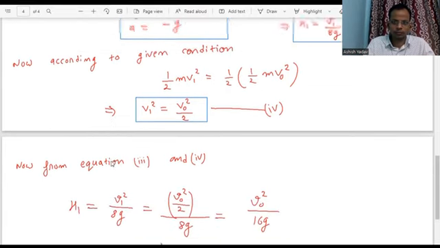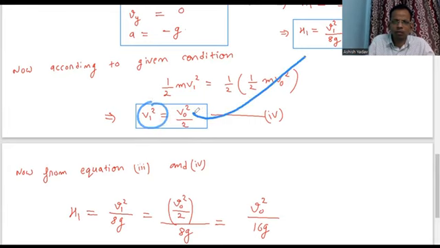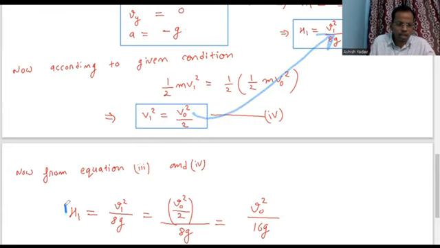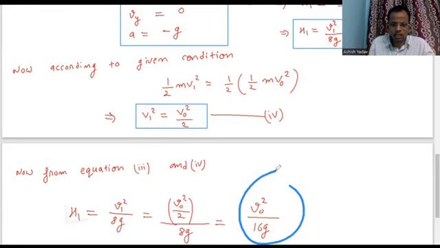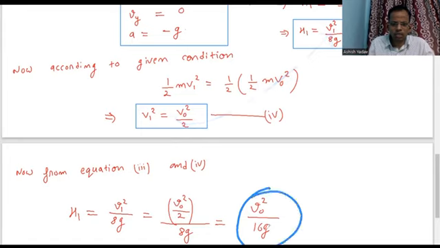Now combining equations 3 and 4, we get h1 equals v1 square upon 8g, and v1 square is v naught square upon 2. Just put the value of v1 square in equation 3, and we get h1 equals v naught square upon 16g.